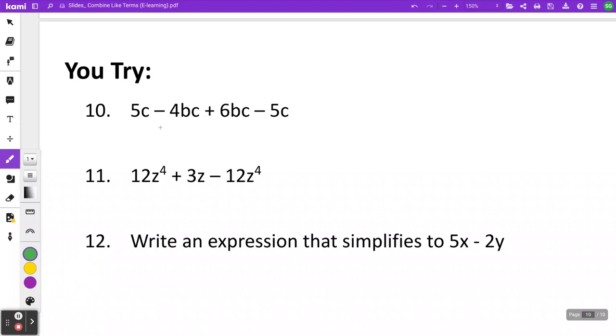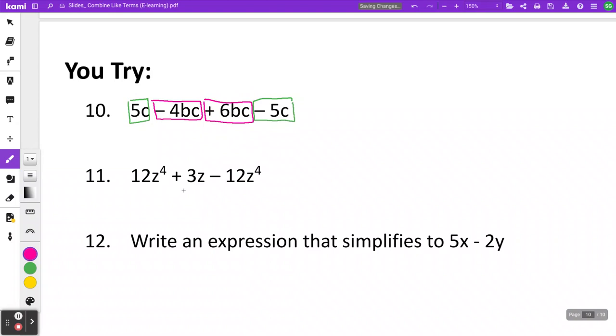I see some C's. I see we've got a 5C and then another 5C. Be careful with those signs. The second 5C, remember I'm including the sign in front, so that's a minus 5C. So that's something I'm going to combine. And then I also have a minus 4BC and plus 6BC.